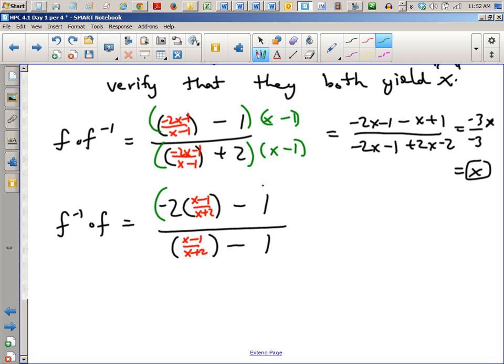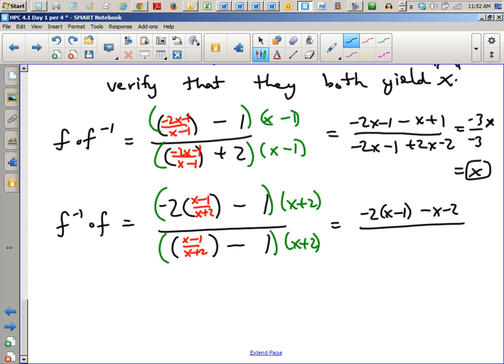This time I'm going to multiply top and bottom by x plus 2. And I get negative 2 times x minus 1 minus x minus 2. And on the bottom, x minus 1 minus x minus 2, which gives me, again, negative 3x on top and negative 3 on the bottom. It is x. I went kind of fast through the algebra there, so take your time with that. There's only one or two like that tonight. I think only one.